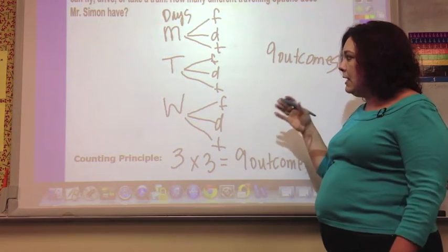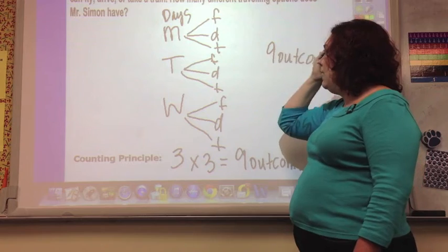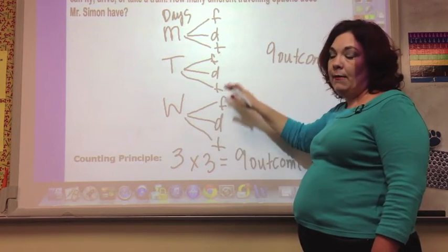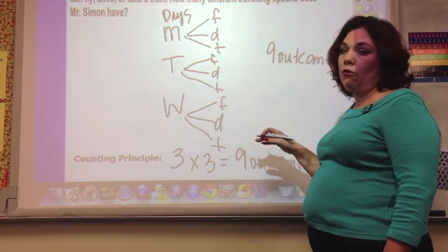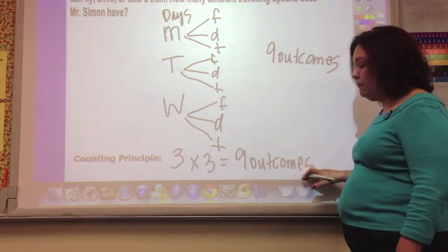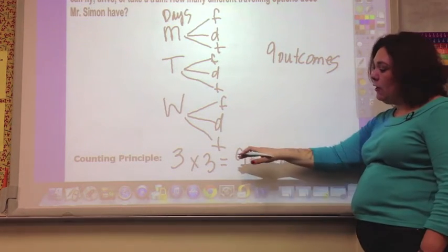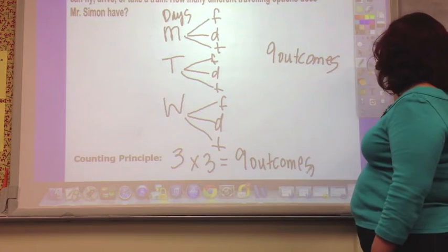So if it is asking you specific questions about the tree diagram and about the sample space, you would need to draw it. If it's just asking you how many outcomes, you could just multiply. And you can always multiply it to check your work.